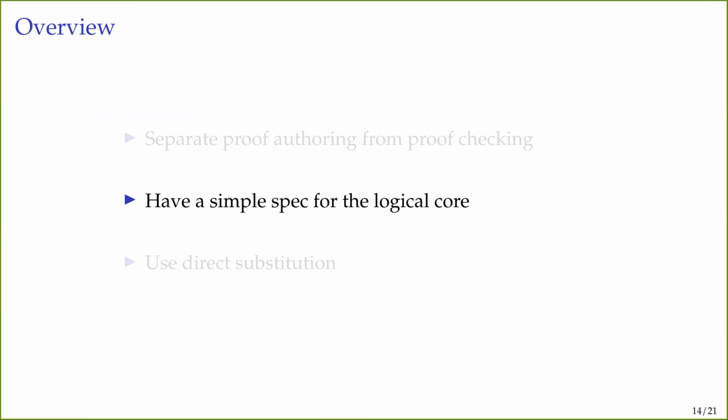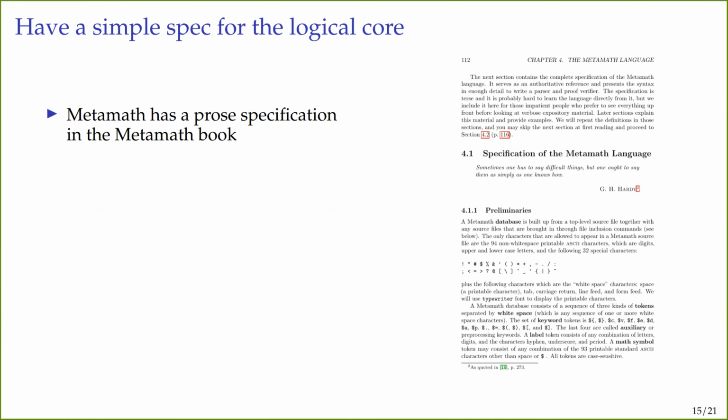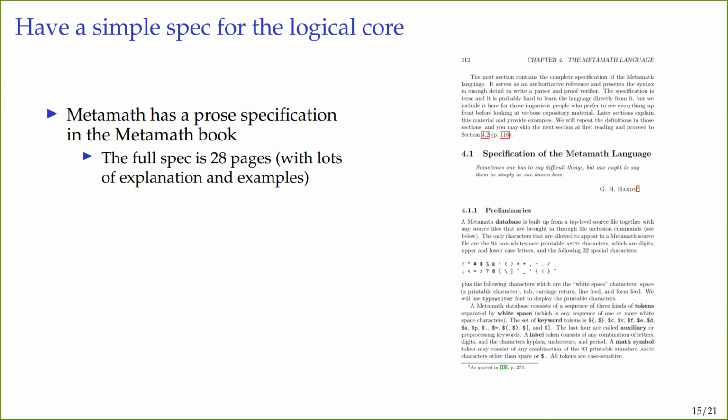So another way that Metamath is doing things differently than a lot of the other proof assistants is basically to have a simple spec for the logical core. So Metamath has a prose specification in the Metamath book. This is about 28 pages with lots of explanation and examples.